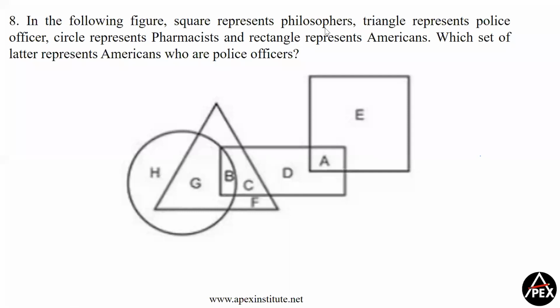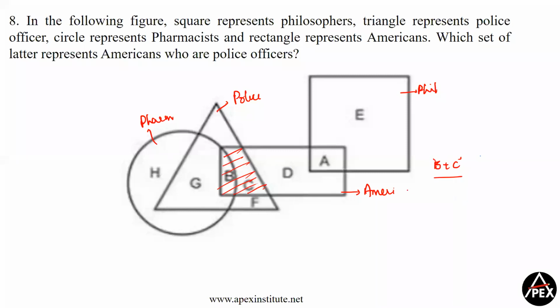Okay, let's see. Now in the following figure, square represents philosophers, triangle represents police, circle represents pharmacists, rectangle represents Americans. Now which set of letters represents Americans who are police officers? So we need to find the common region between Americans and police officers. So it should be the region common between rectangle and triangle. So how many regions do we have? B and C. So these B and C are police officers as well as Americans.